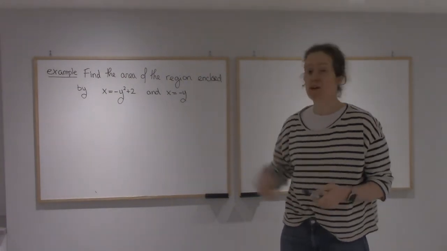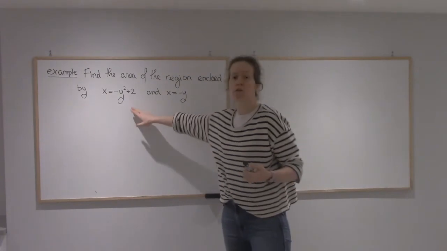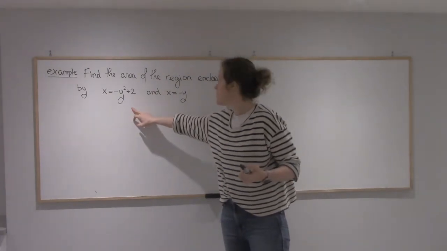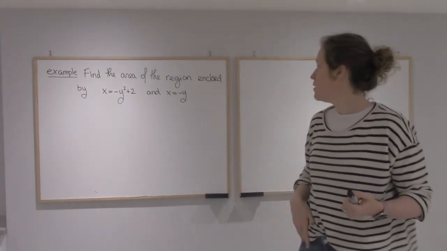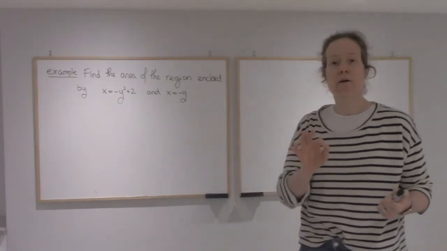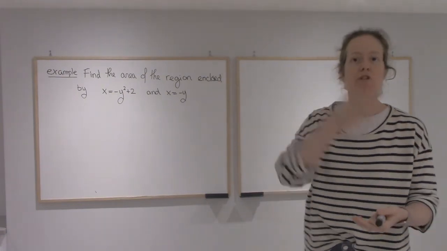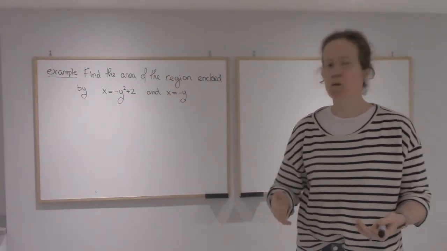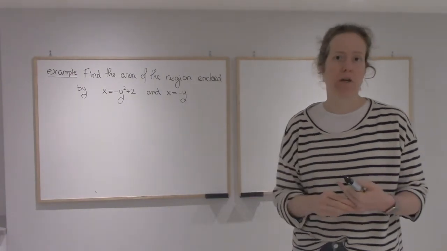In this video, we'll solve this question. We'll find the area of the region enclosed by these two curves, x equals minus y squared plus 2 and x equals minus y. Now, I'm going to do it first the way it should be done, and then I'll do it using the second technique, the second way of slicing, just to show you why it would be more complicated.